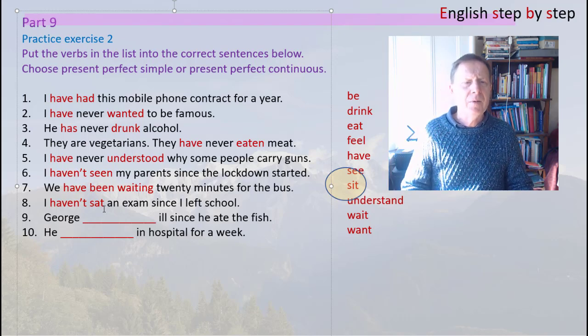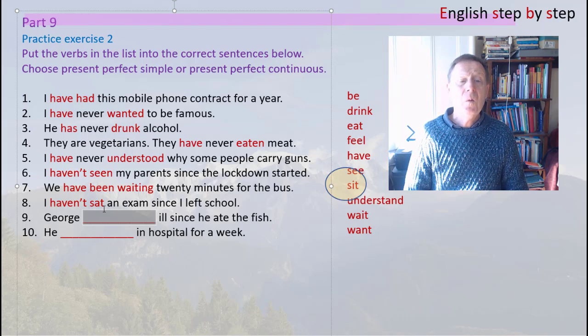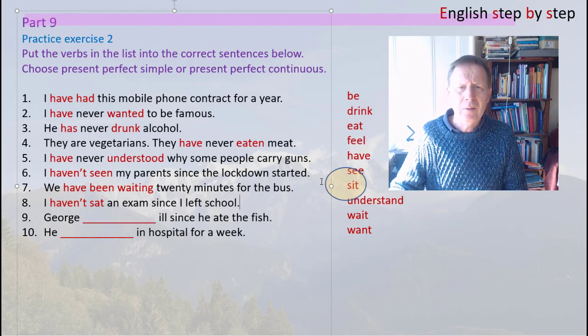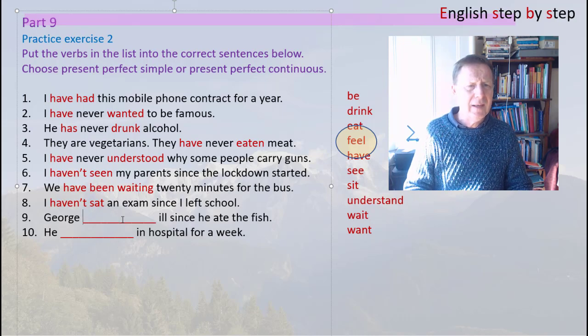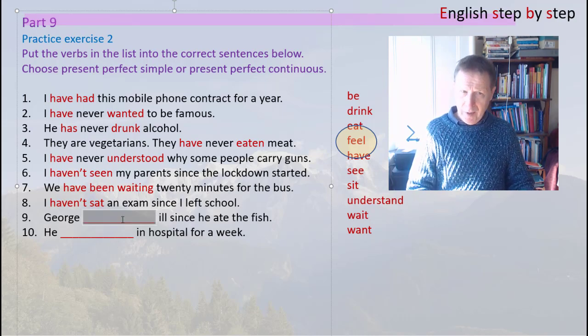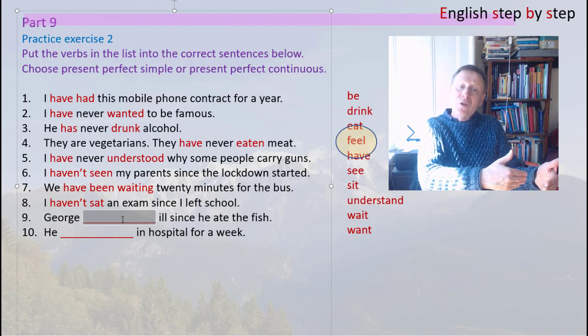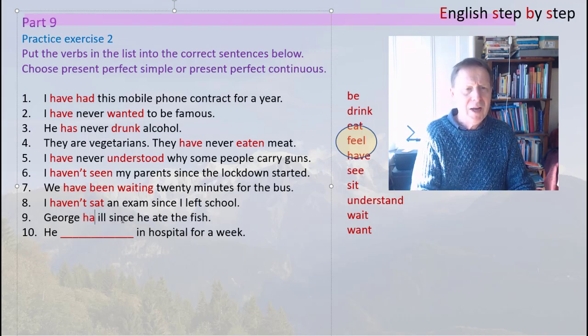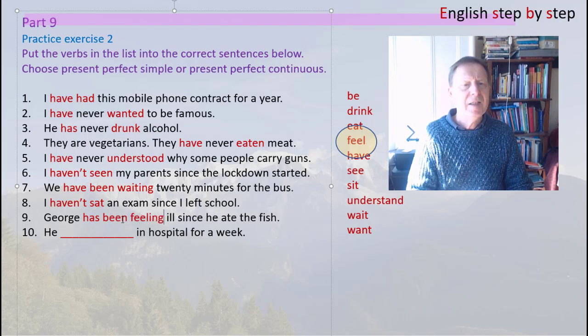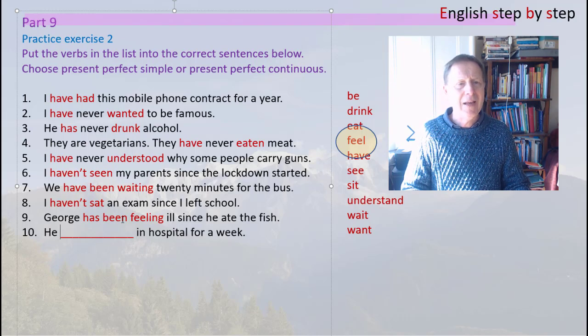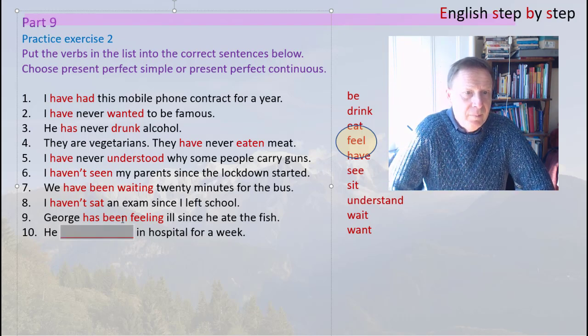The next one is about somebody feeling ill after eating something. So we could say, now in this case, the verb must be feel, because you feel ill or you feel sick. And in this case, we could use the simple form of the verb, but I think it's more common and more natural to use the continuous form, because you're talking about a feeling that continued since he ate the fish. So George has been feeling ill since he ate the fish. Of course, you could say he has felt ill since he ate the fish, but I think normally people would tend towards the continuous form, as with number 7.